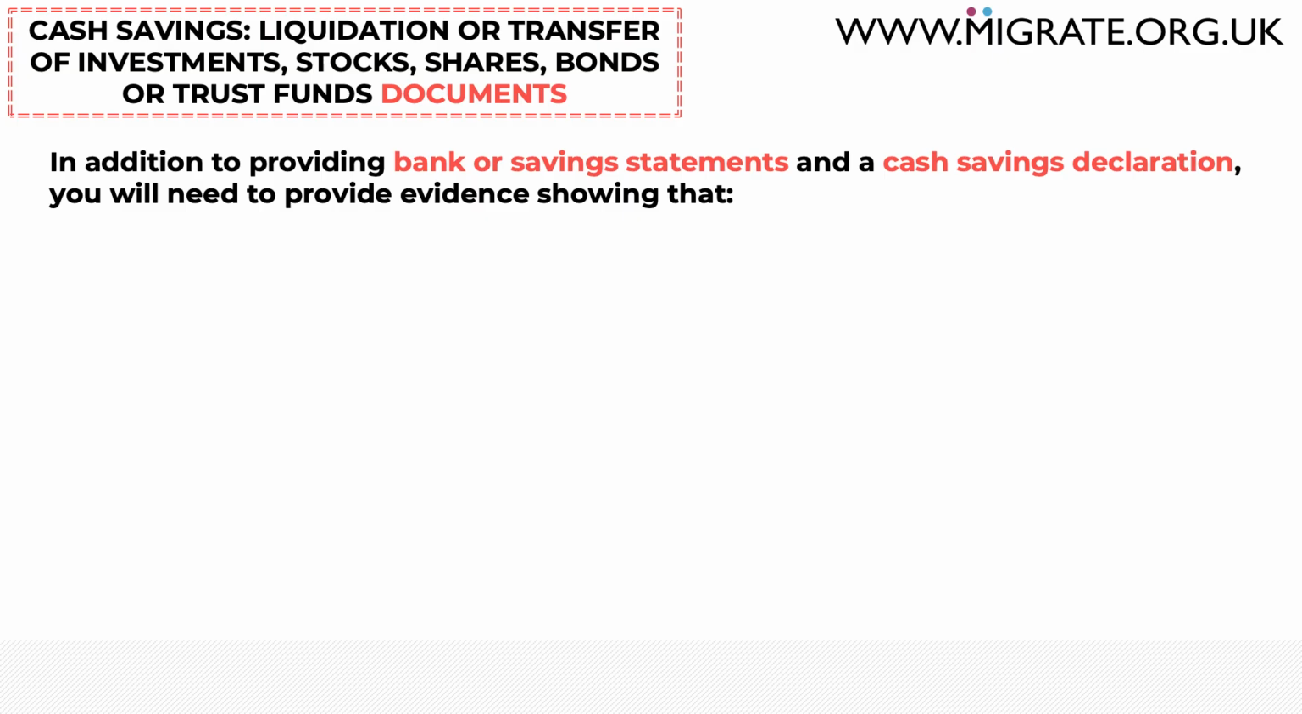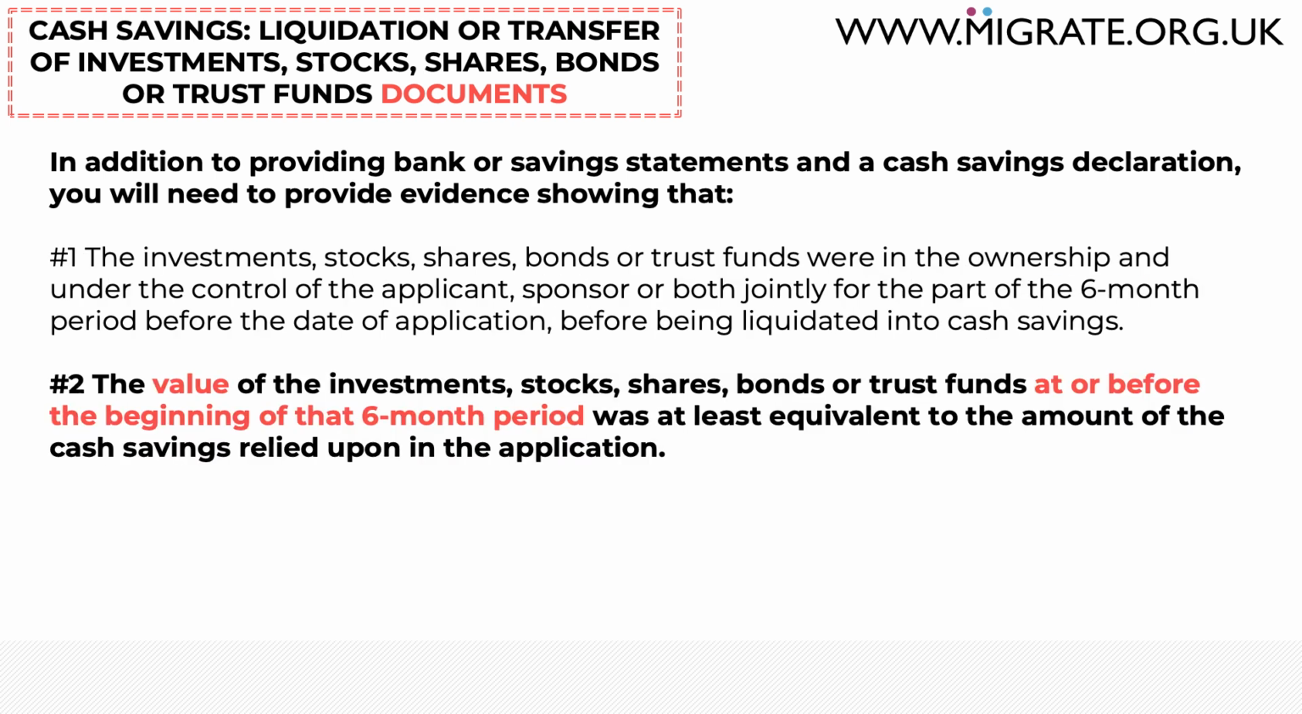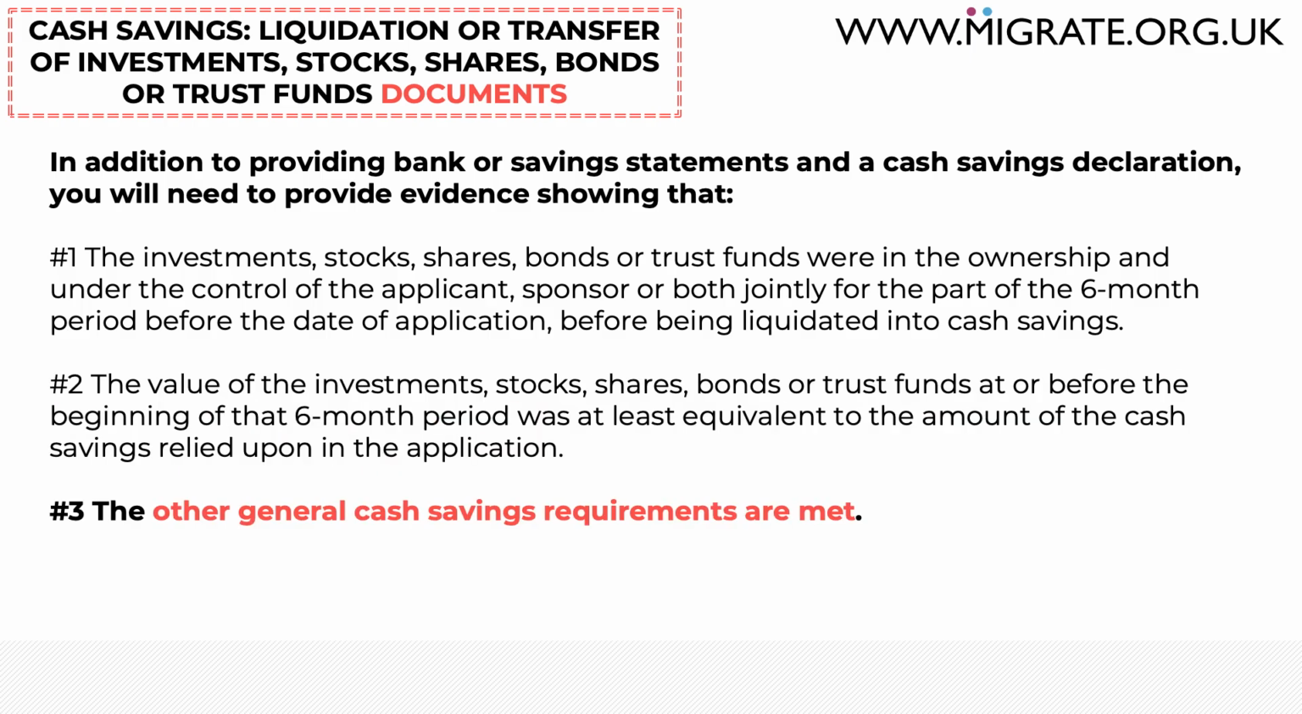In addition to providing bank or savings statements and a cash savings declaration, as previously discussed, you must provide evidence showing that the investments, stocks, shares, bonds or trust funds were in the ownership and under the control of the applicant, sponsor or both jointly for the part of the 6-month period before the date of application, before they were liquidated into cash savings. The value of the investments, stocks, shares, bonds or trust funds at or before the beginning of that 6-month period was at least equivalent to the amount of the cash savings relied on in the application, and that the general cash savings requirements are met.